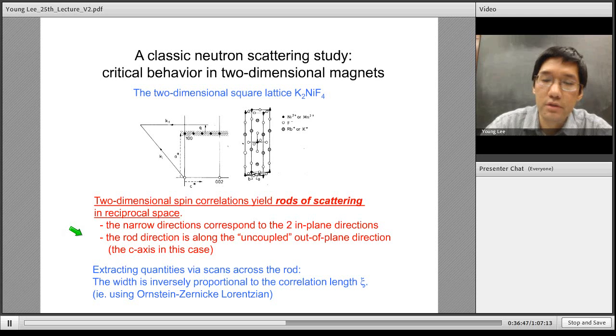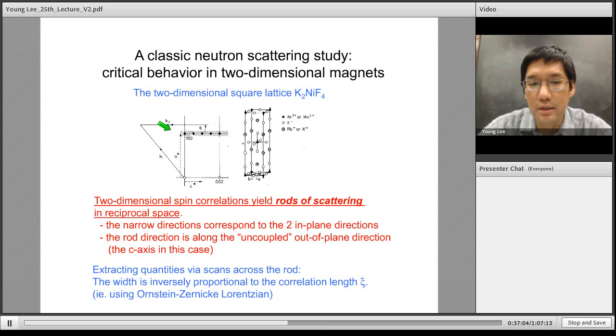But now you have this third direction where your spins are essentially uncoupled. They're uncorrelated between planes. So you'll get extremely broad scattering in the form of a rod, and the rod in reciprocal space is shown here as this shaded hatched region. And as I said, that is the C direction. So that's in reciprocal space, the C star direction. The rod is parallel to the C star direction.